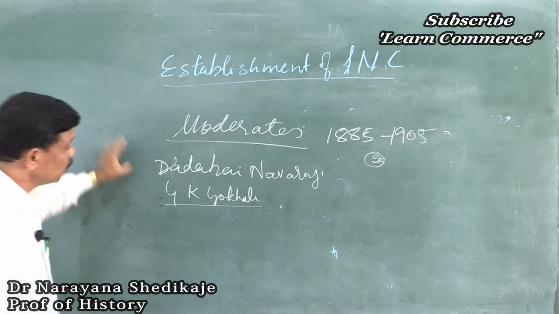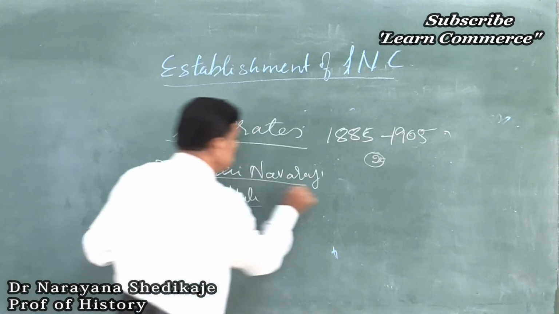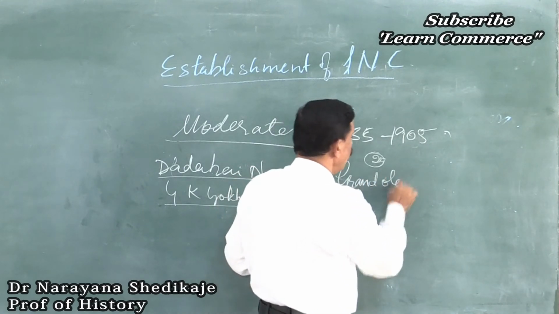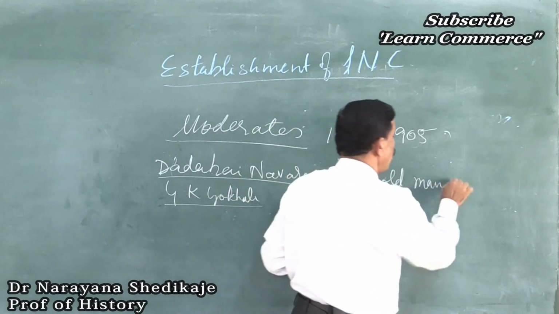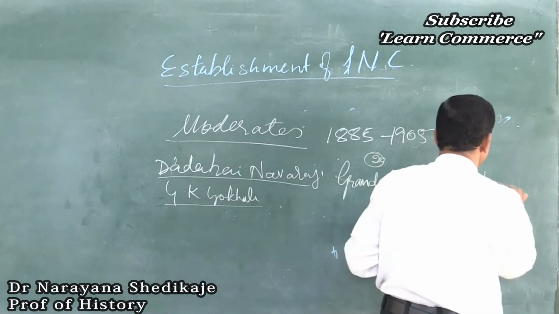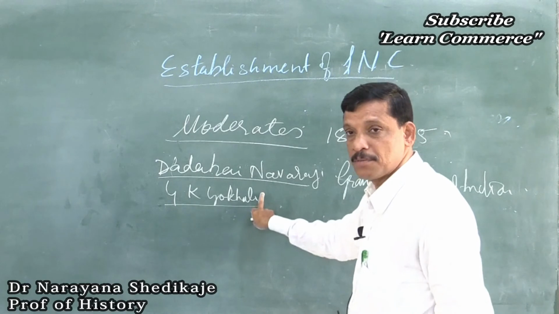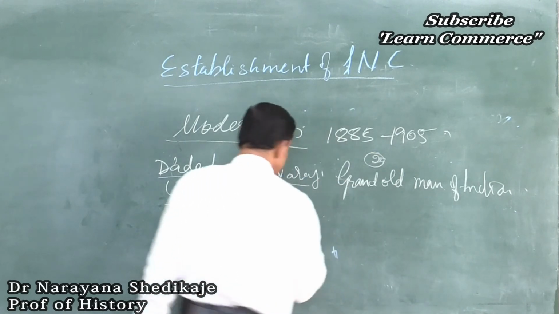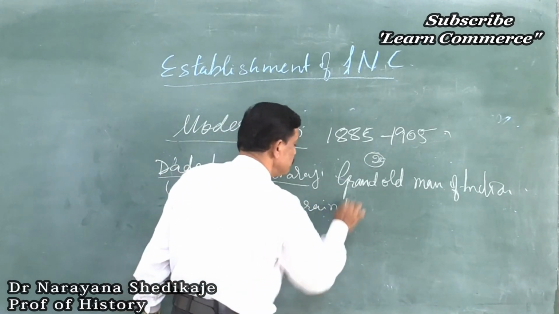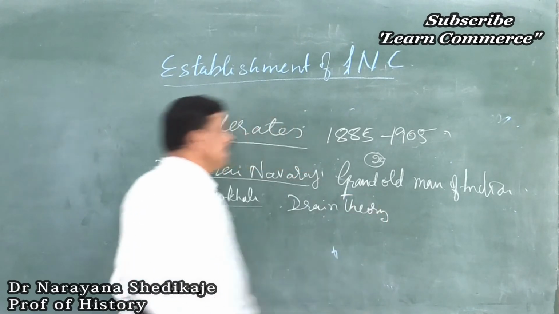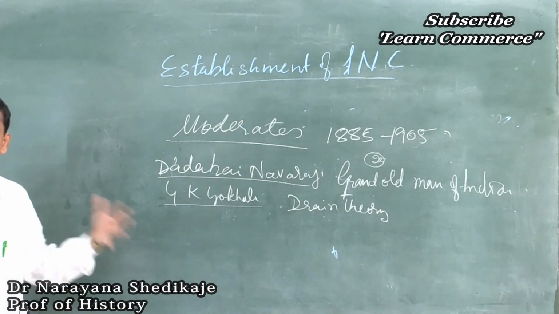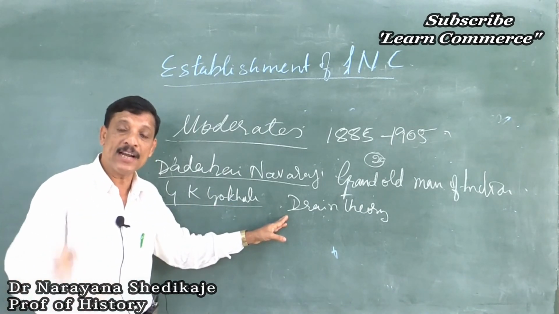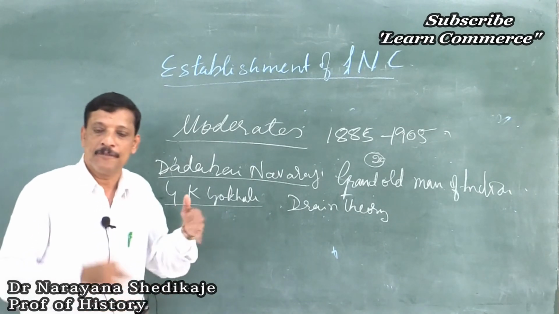And among these moderates, especially Dadabhai Naoroji was known as the Grand Old Man of India. Who is known as the Grand Old Man of India? That is Dadabhai Naoroji. Dadabhai Naoroji propagated the drain theory. And he enlightened the people of India through his drain theory about how the British exploited India in the first, second and third stage.